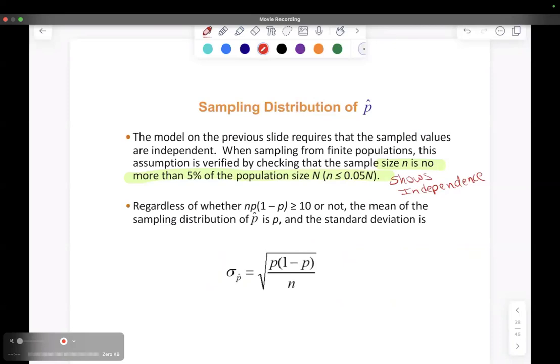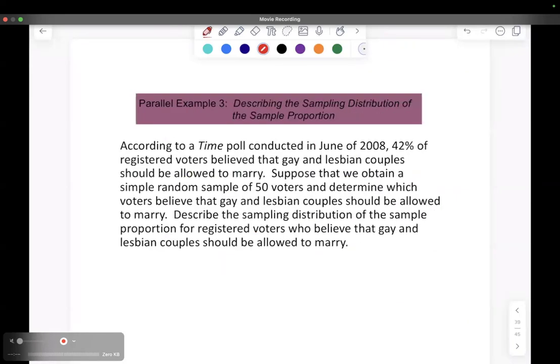All right, let's do some math. Once again, describing the sampling distribution is just finding the mean and the standard deviation. According to a Time poll conducted in June of 2008, 42% of registered voters believe that gay and lesbian couples should be allowed to marry. We obtain a simple random sample of 50 voters. We're going to describe our sampling distribution. So my mean sub p hat is going to be the 42%. Turn it into a decimal.